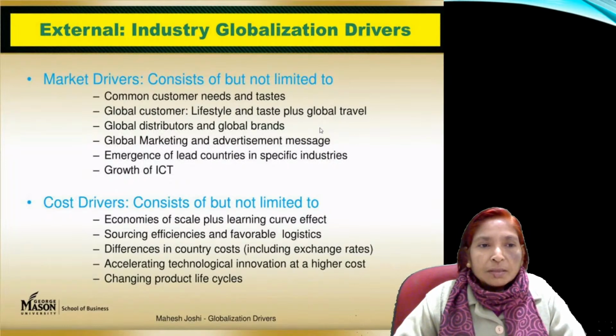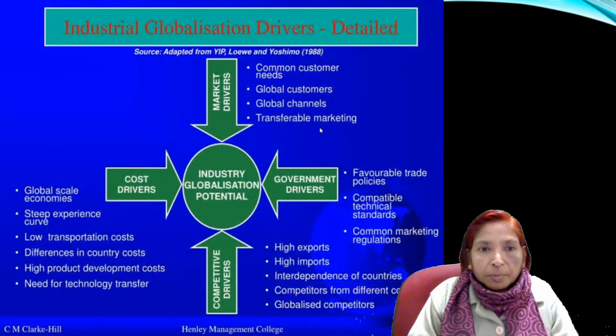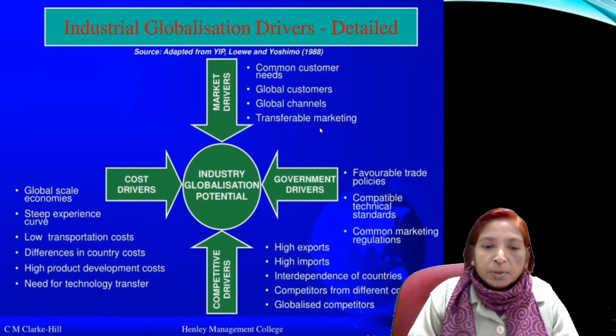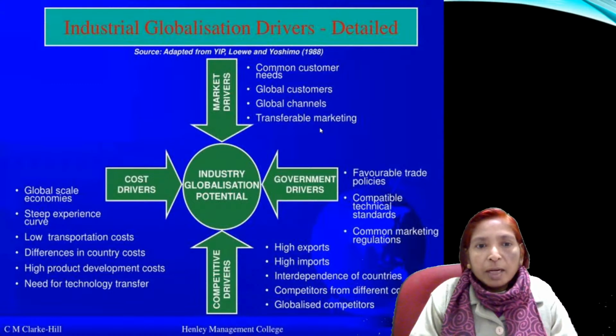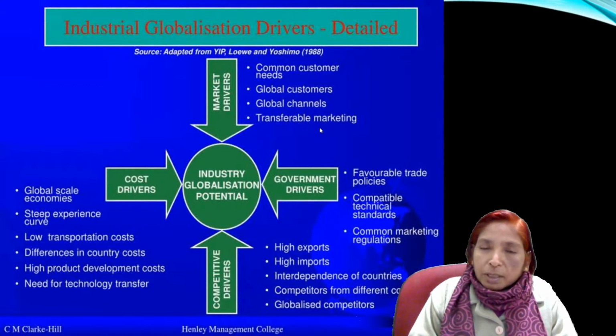So these two are market drivers and cost drivers of globalization. These are external industry globalization drivers. Next is industrial globalization drivers in detail. You know that industry globalization potential. Here four things are included. Number one is cost driver, number two is market drivers, number three is government driver, and number four is competitive drivers.